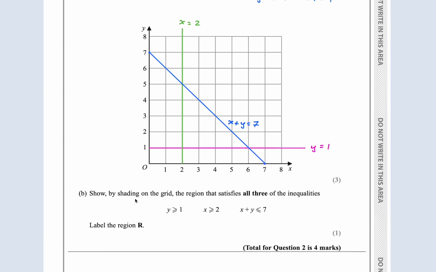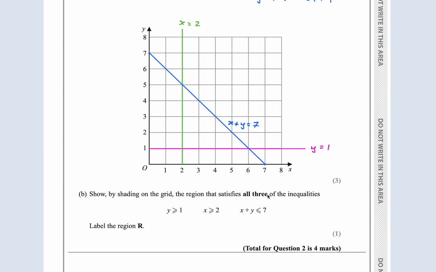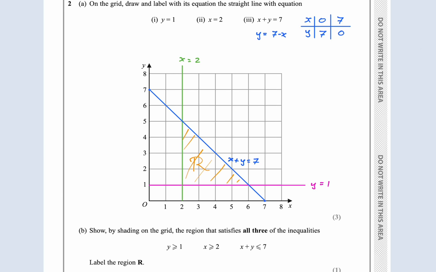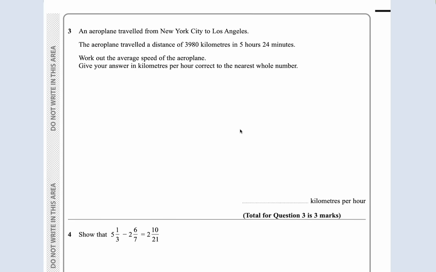Okay, then it says, by showing the region that satisfies all 3 inequalities, label the region R. Okay, so the region R is going to be y is bigger than 1, so we're going to be above this line. x is greater than 2, so it's going to be over this way, and x plus y is less than or equal to 7, so it's going to be below this. So it's definitely, guys, going to be this region here, and it says label the region R. So there we go, that's region R. Okay, that's question 2.